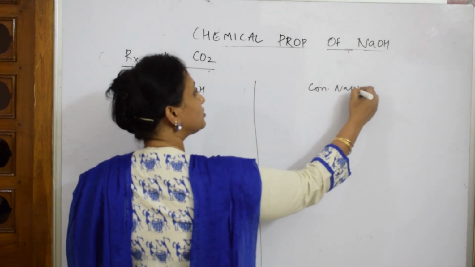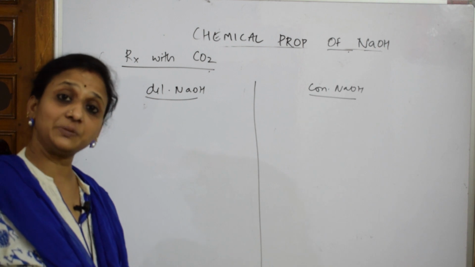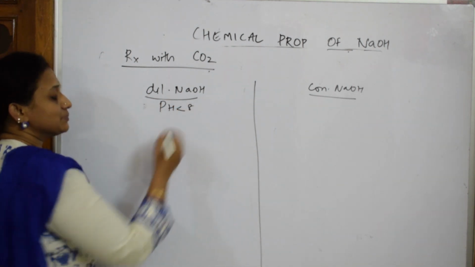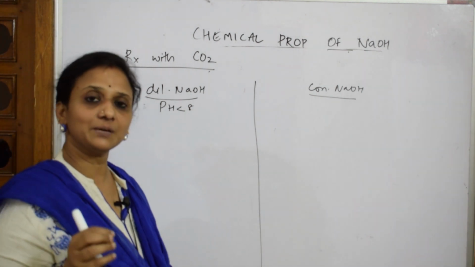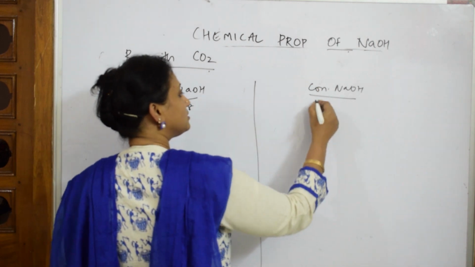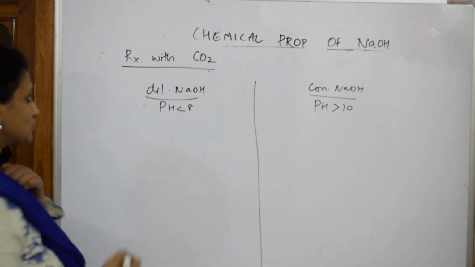So when I have to speak about dilute sodium hydroxide, in the exam, if they give you a condition that the pH is less than 8, remember, that means we are going to pick up a dilute solution of sodium hydroxide. If they're giving you concentrated, that means the pH is greater than 10. Right? Fine. So remember this.